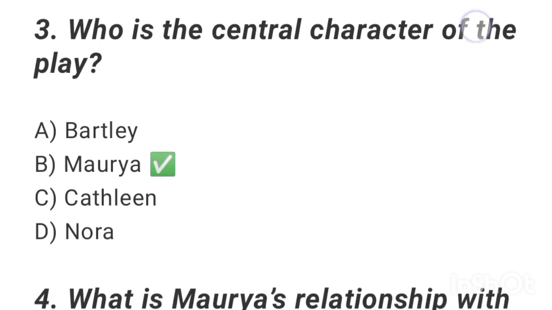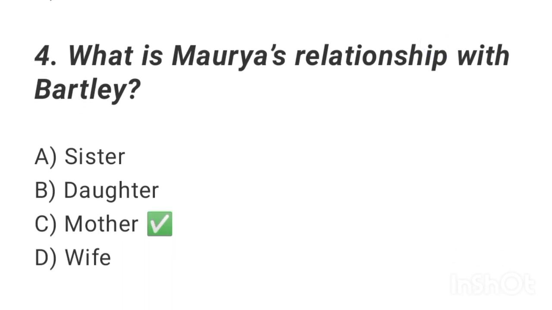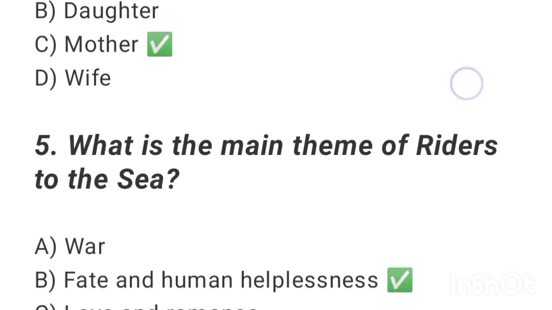Next question, who is the central character of the play? The central character will be Maurya, a woman who has suffered much in her life. Next question, what is Maurya's relationship with Bartley? They are mother and son. The right answer will be mother and son.